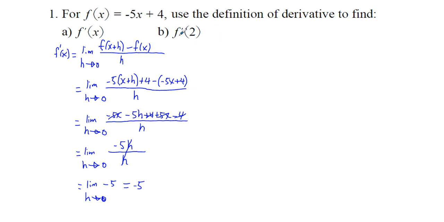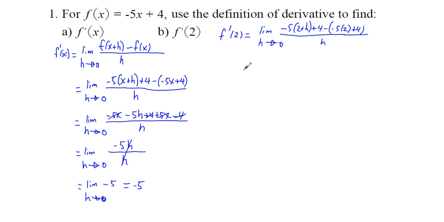And now part B, very similar, except instead of x, we're going to use 2 in the place of x. So we have f prime of 2 is going to be equal to the limit as h approaches 0 of f of x, which is 2, plus h, it will bring plus 4, minus negative 5 times 2 plus 4 all over h.